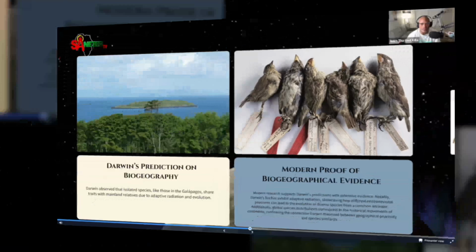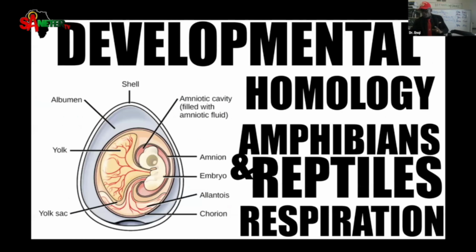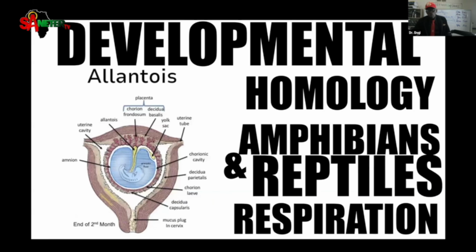Now, the origin of developmental homology. Developmental homology talks about how humans have certain things from amphibians and reptiles. We want to show that this is, again, from our ancestors. Modern science didn't create this, we did. Here is what amphibian and reptile eggs look like. And you'll notice that the allantois is where respiration is passed from reptiles and amphibians onto the mammals and humans.